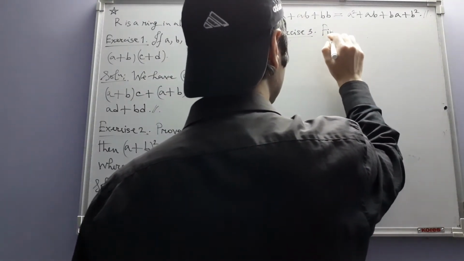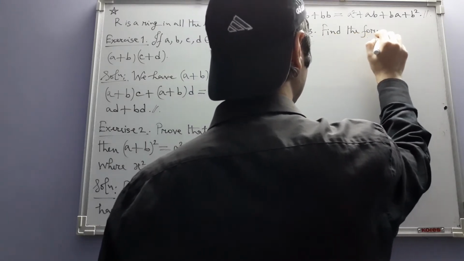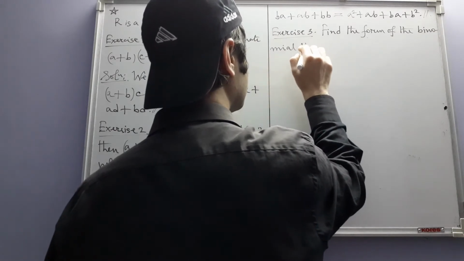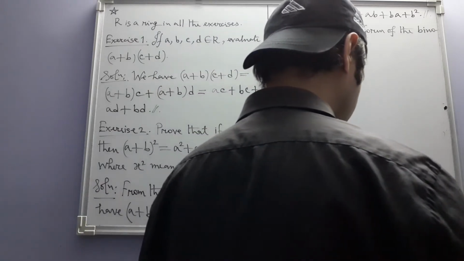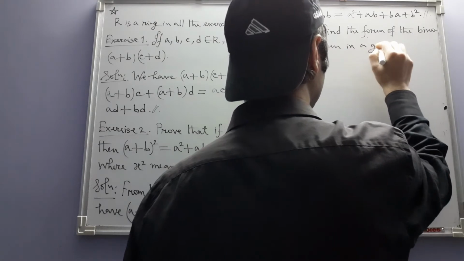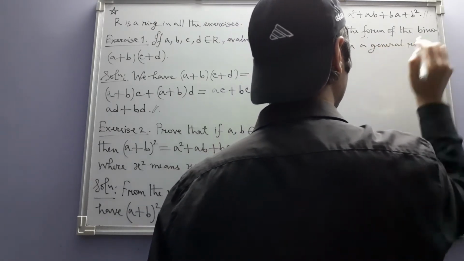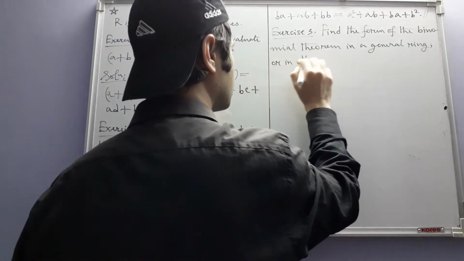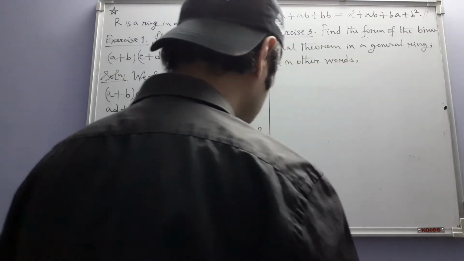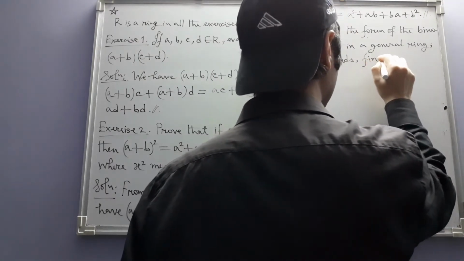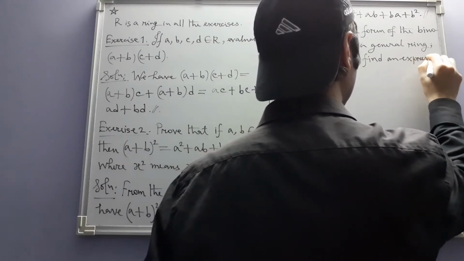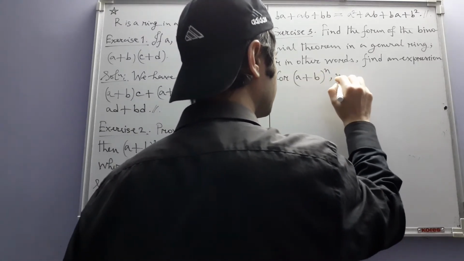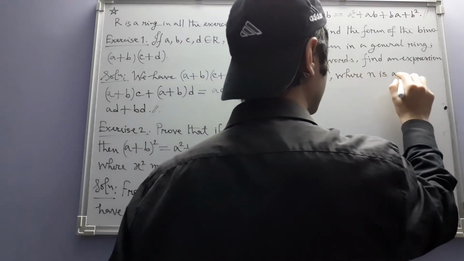Find the form of the binomial theorem in a general ring. Or in other words, find an expression for (a plus b) whole to the power n, where n is a positive integer.